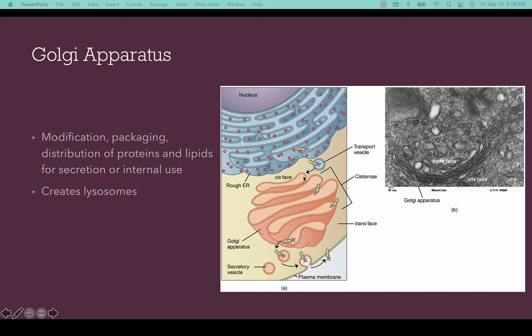It gets transported via another vesicle here into the Golgi apparatus, and then it travels through there, gets modified, packaged, and distributed either out of the cell or packaged up again to be used in the cell. And this organelle, the Golgi apparatus, also creates lysosomes.